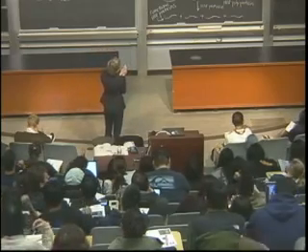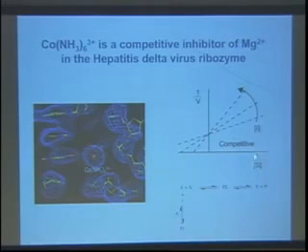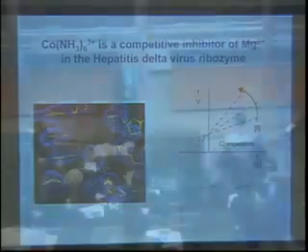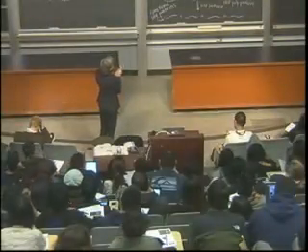So if you do what's called a double reciprocal plot, where we plot 1 over substrate concentration on the x-axis and 1 over velocity of the reaction on the y-axis, this is a very typical pattern that you observe as the concentration of a competitive inhibitor increases, where the velocity of the reaction does not change, but the effective concentration of substrate that's necessary to get to that maximum velocity increases. Okay, and so this is what we observed experimentally when you add cobalt hexamine to this ribozyme reaction.